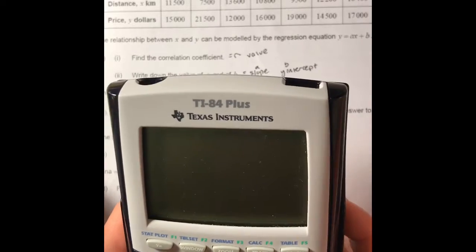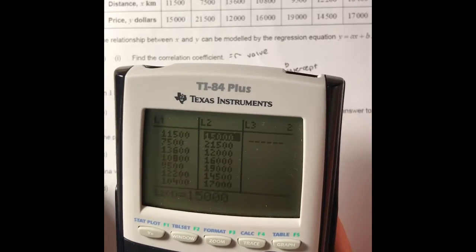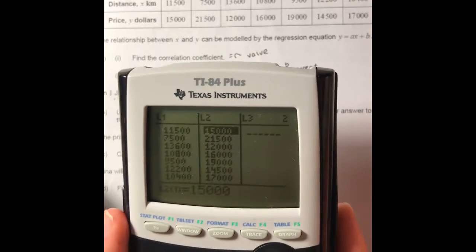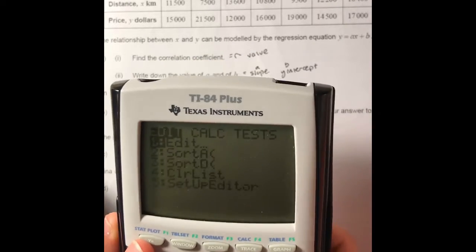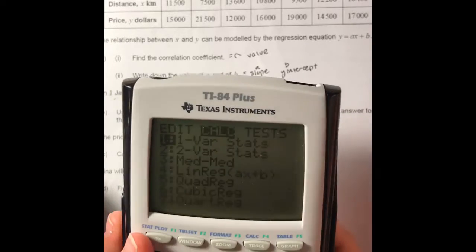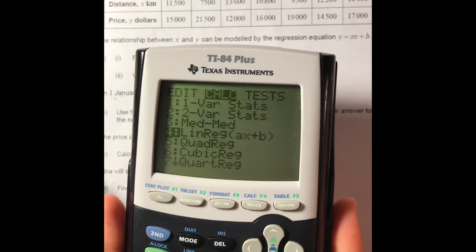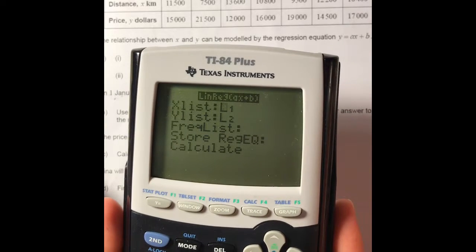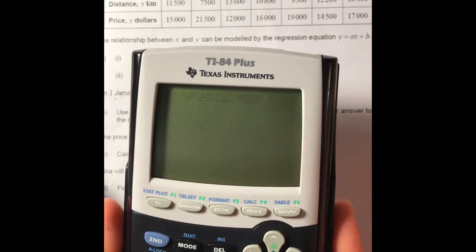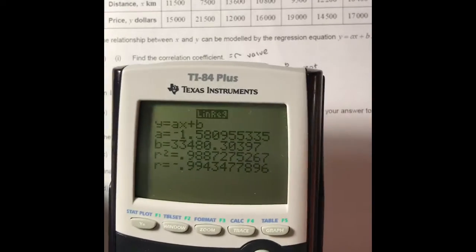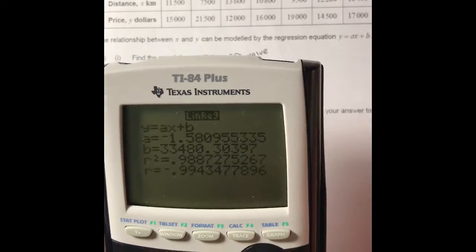You hit stat and then edit. And I already put in all the values so that it would take less time. Then when you put in all your values, you can hit stat again, then slide over to calc, go down to number 4, which is linear regression. Click that, yes. And there's our values for everything that we need to know for question A.